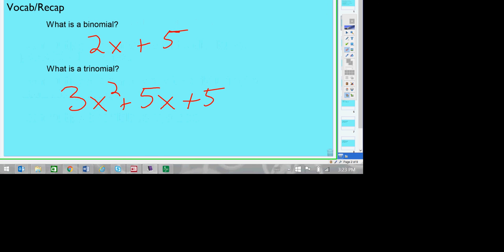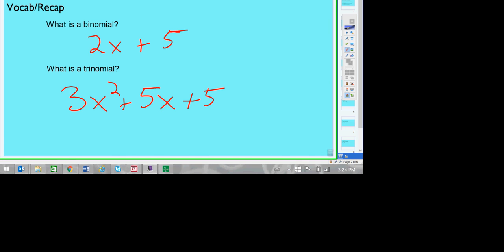So let's go over binomial. Here's examples of a binomial. It has two terms. A monomial with two terms, or really a polynomial with two terms, and so it's made up of two monomials separated by a plus or a minus sign. Trinomial just has three terms to it.